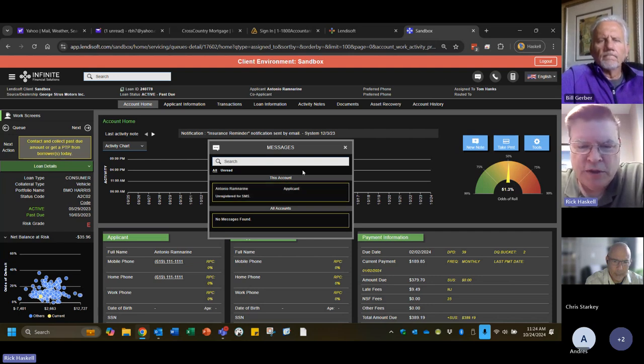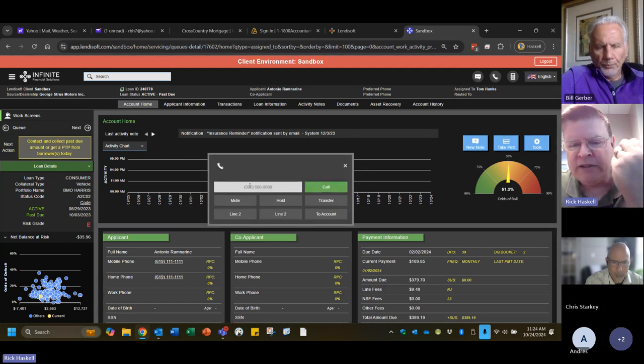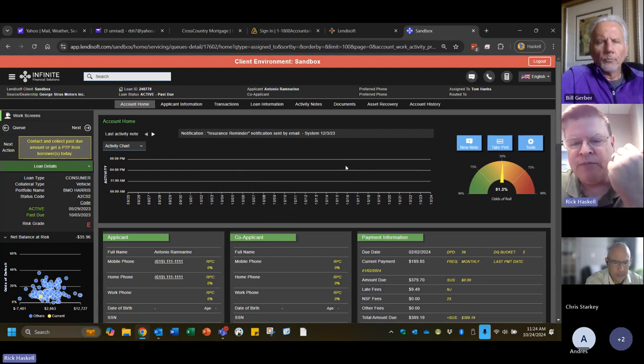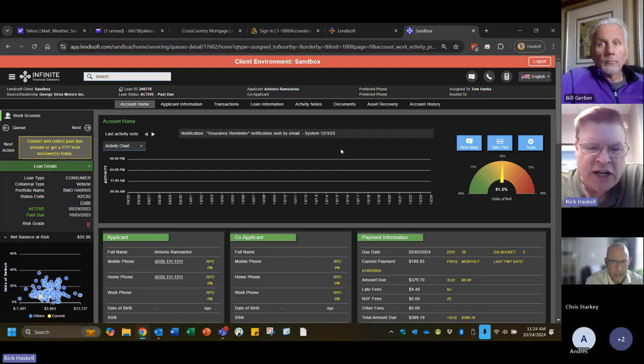So it's all integrated within Lendisoft. If you're a collector, you're just one click away from instituting a text. You're one click away from click to dial. And again, we also have auto dialer functionality as well.